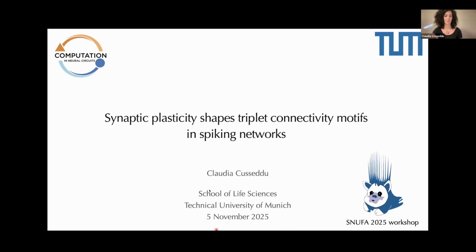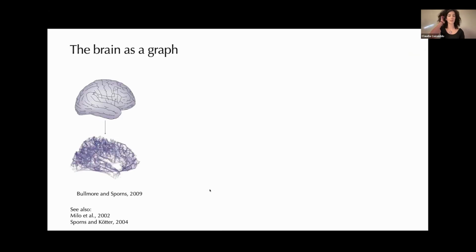Okay. But yeah, before getting into plasticity and how it changes connections, I would like to take a quick step back and look at how we can describe structure in the brain. One useful way to do that is to think of the brain as a graph where the nodes are neurons and the edges are the synapses. And from this point of view, we can study the connectivity at different scales.